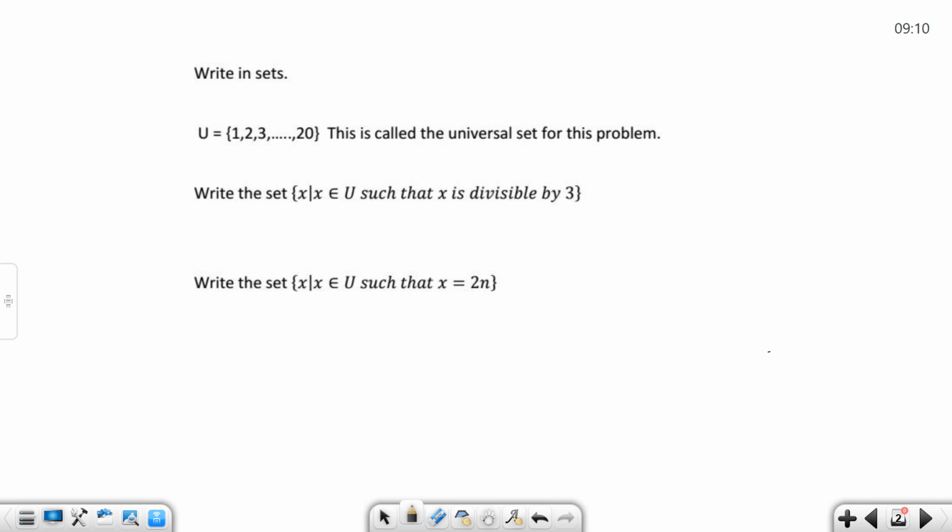So what the first one tells me to do is I want to write out the set X. And this line right here means such that, X is an element. So that crazy little E right there means it's an element of the set. So what this notation in math means is that I want to find all the values that are in this set such that it's divisible by 3. That means what numbers 3 goes into.